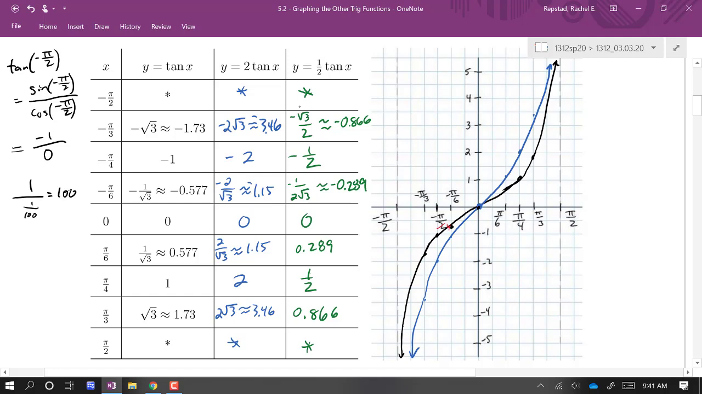So if we plot these, let's see, negative 0.866.